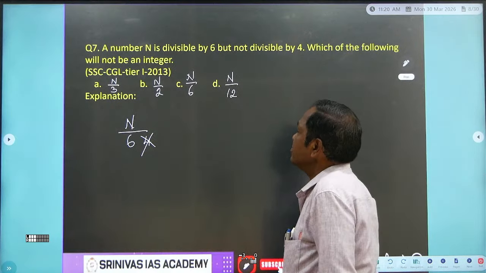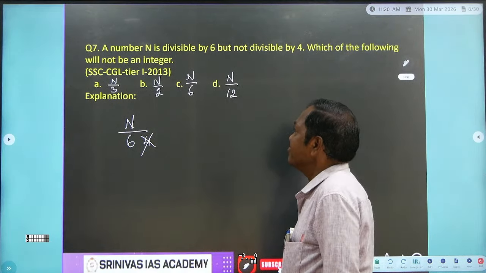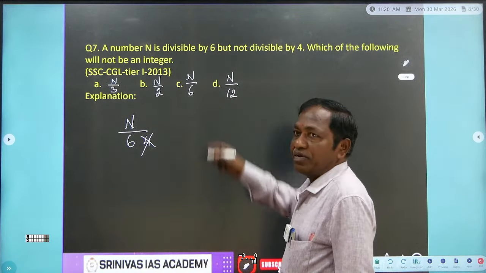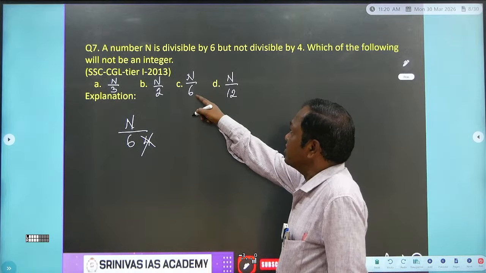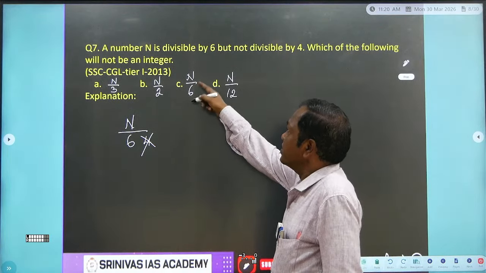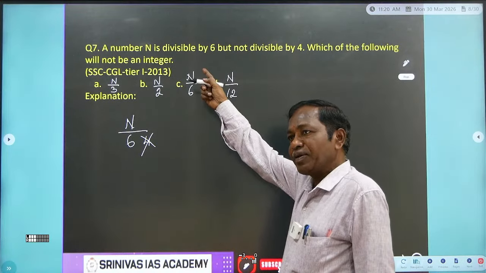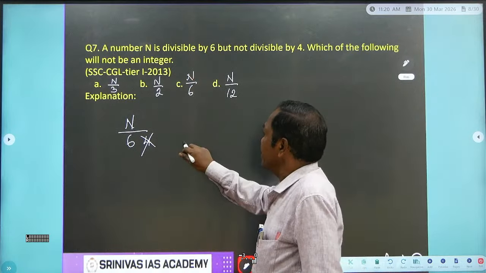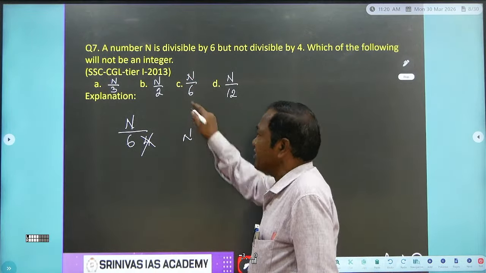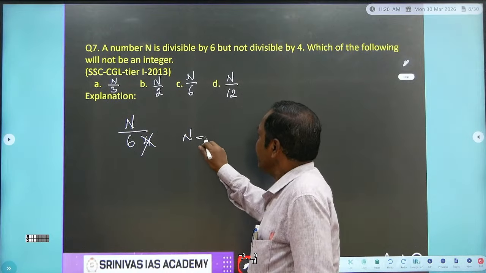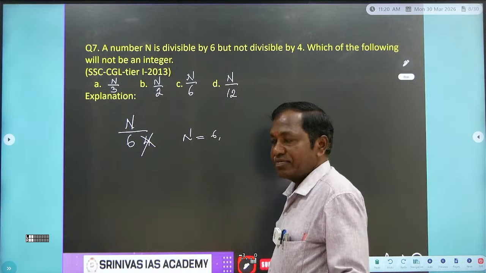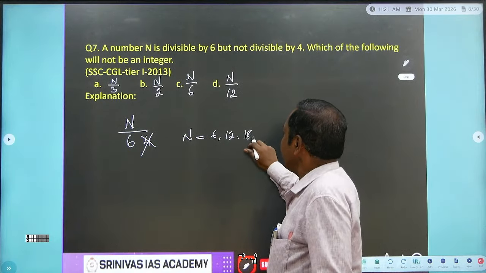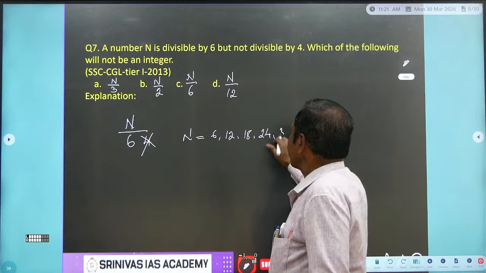Sir, N by 6 is already... N can be divided by 6, no, sir. Yes. If this is divisible by 6, N can also be 12, no? 18. See, what is N? What is the value of N? What if you take this divisor as 6, what is the value of N? Sir, take 6. It can be 6, sir. Multiples of 6: 12, 18, 24, 30, and so on.